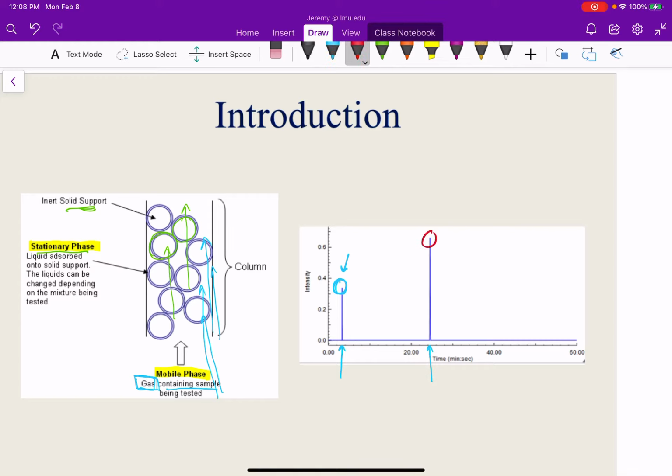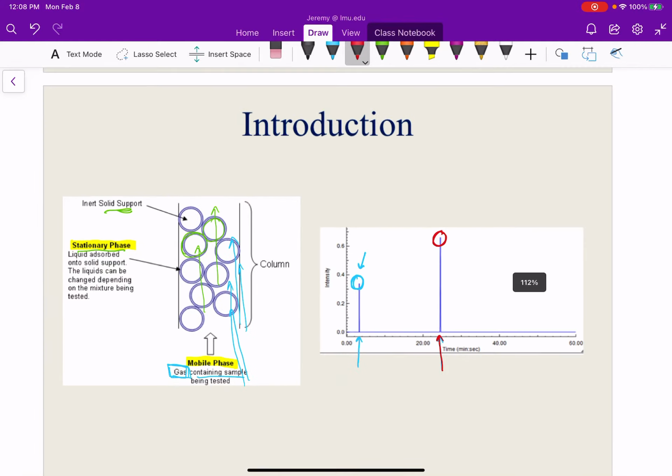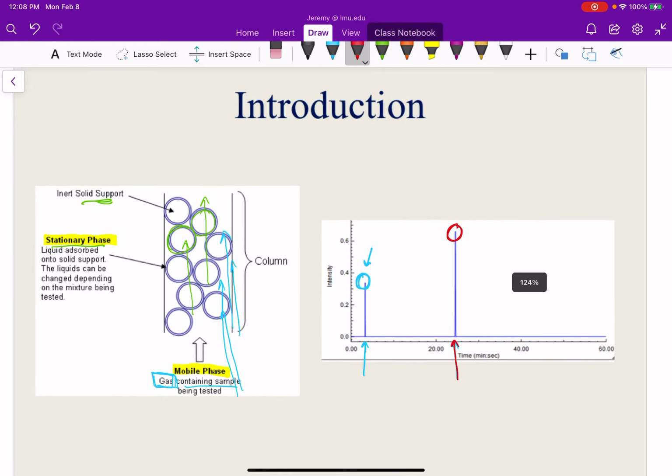So that was not interacting with the column much at all. The second compound here I've circled in red has a longer retention time. So that peak is coming out second. So that was interacting with our column in a more substantial way, allowing it to not be pushed through the column as fast. Therefore, it has a longer retention time. So we're really looking at the mobile phase pushing your compound through and the stationary phase holding certain compounds back, resulting in peaks with different retention times.